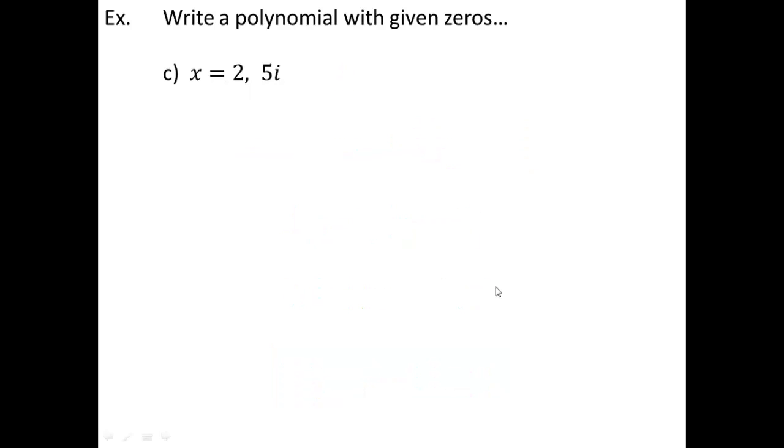Now let's look at this one. Slightly different, but really it's not. All right, this time I have an imaginary term. Keep in mind, i, again, is the square root of -1. Therefore, the conjugate pair theorem still applies. If 5i is a solution, then negative 5i should also be a solution. So if I set up my factors, I'll have x minus 2, x minus 5i, x plus 5i. So we'll start with the conjugate pair, x minus 5i times x plus 5i.